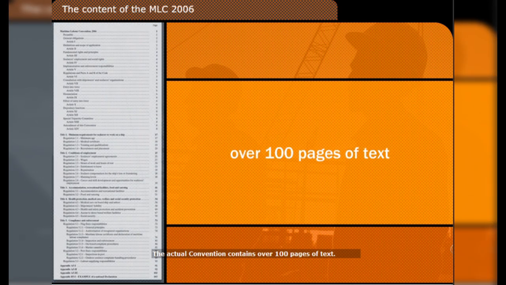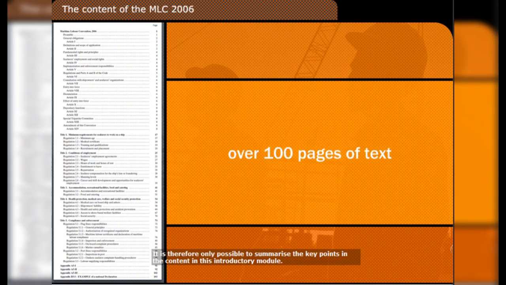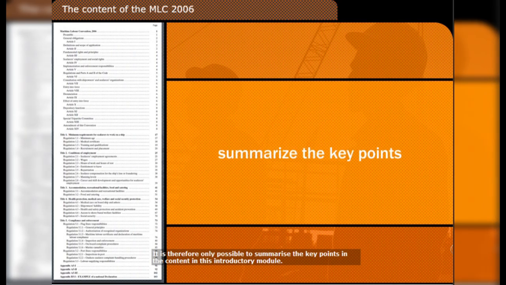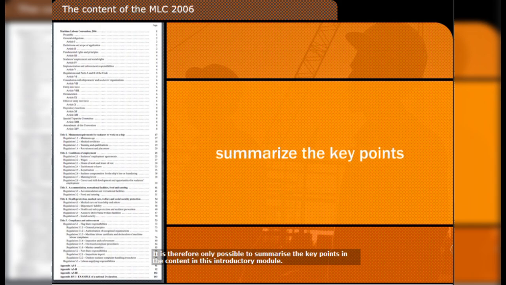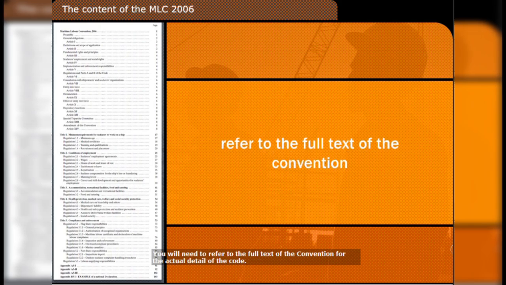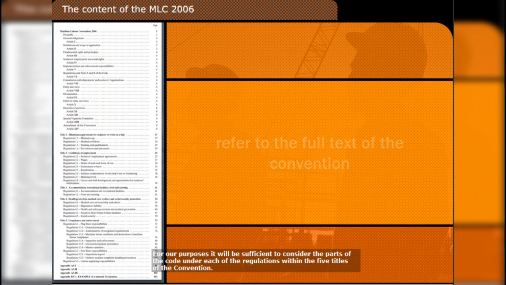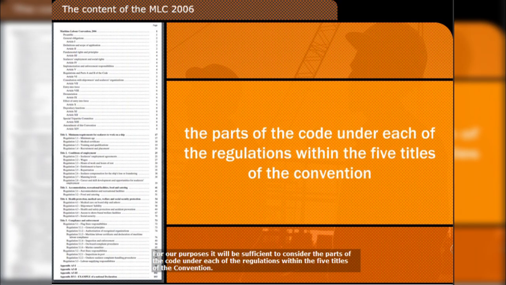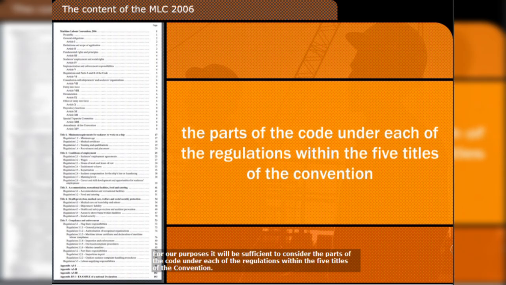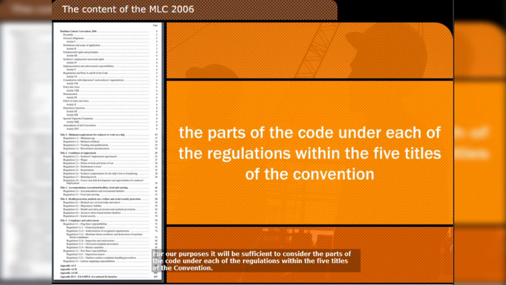The actual convention contains over 100 pages of text. It is therefore only possible to summarize the key points in the content in this introductory module. You will need to refer to the full text of the convention for the actual detail of the code. For our purposes, it will be sufficient to consider the parts of the code under each of the regulations within the 5 titles of the convention.